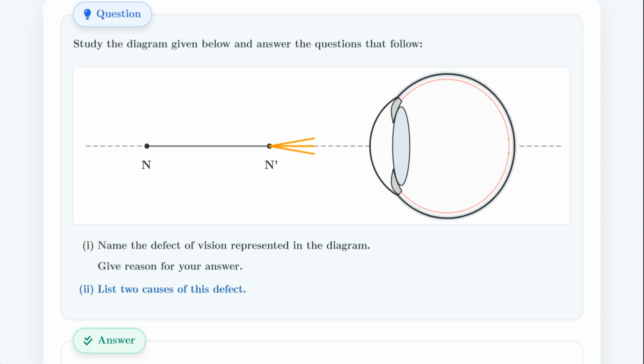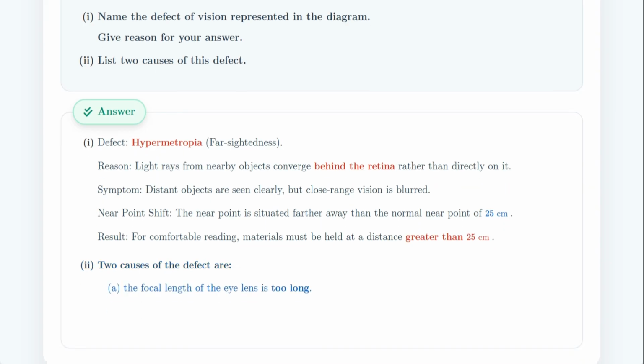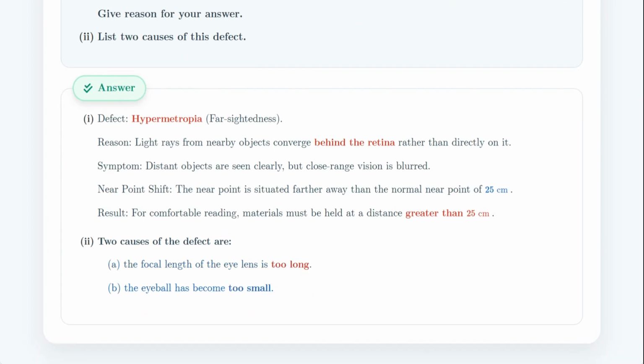Question 2. List 2 causes of this defect. There are 2 main causes for this defect. First, the focal length of the eye lens is too long. Second, the eyeball has become too small.